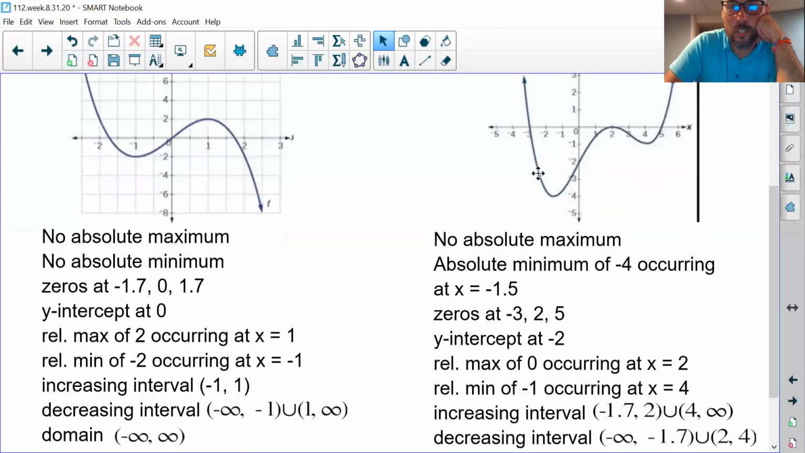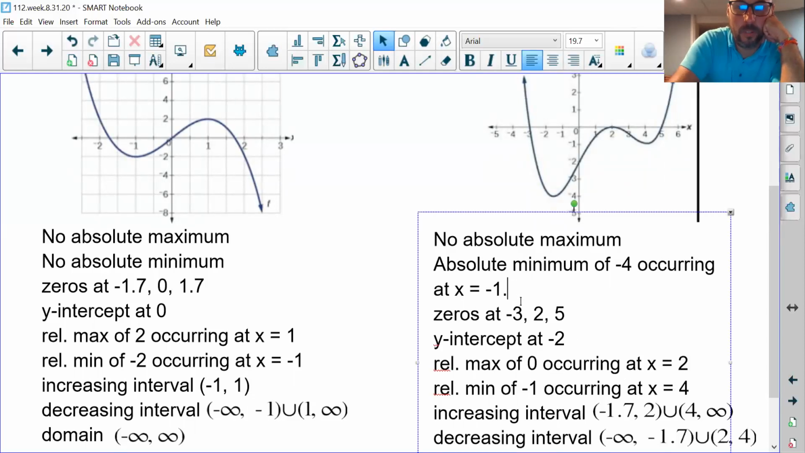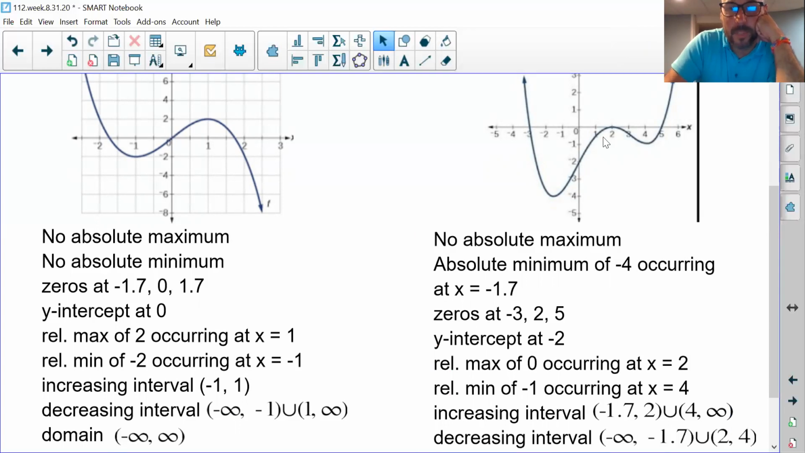This function is increasing in two different spots. Between negative 1.5, whatever that value is. Oh, I said 1.5 earlier. It'll be easier to change this. We'll just call this negative 1.7. So it's increasing from where this minimum is all the way to this maximum. So from negative 1.7 all the way to 2. And then it's increasing again from 4 to infinity. It's decreasing from negative infinity to negative 1.7. And then from positive 2 to positive 4, it's decreasing.